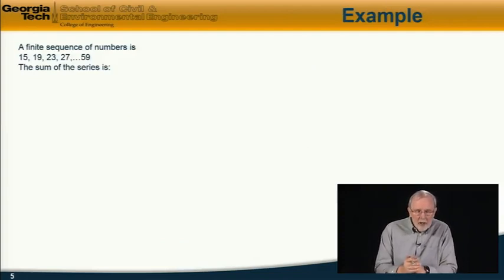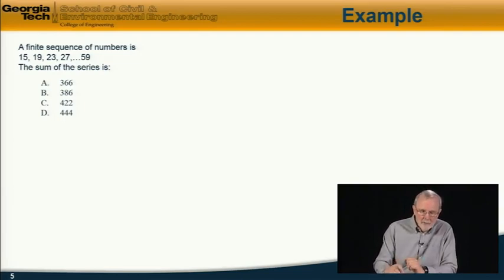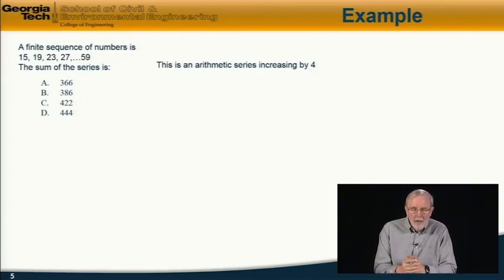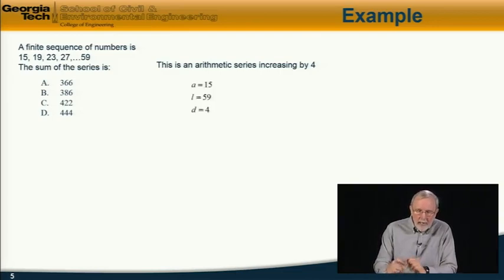First of all, we have a finite sequence of numbers, 15, 19, 23, 27, etc., up to 59. And the question is, the sum of this series is which of these alternatives? So in this case, we see by inspection that it's an arithmetic series increasing by 4. In other words, each successive number is 4 bigger than the one before it. And we also see that the value of the first term in the sequence a is 15, the last term is 59, and the difference d is 4.